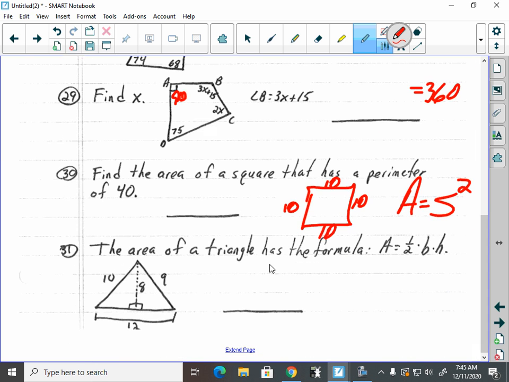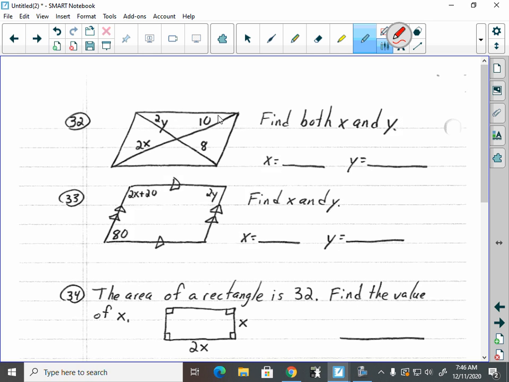Find the area of the triangle, 1/2 base times height. 1/2 base, 12, height, 8. These numbers are here to trick you. You didn't need them. All you need is a base and a height. Figure it out. Next.